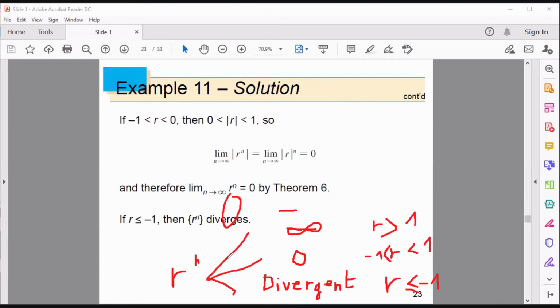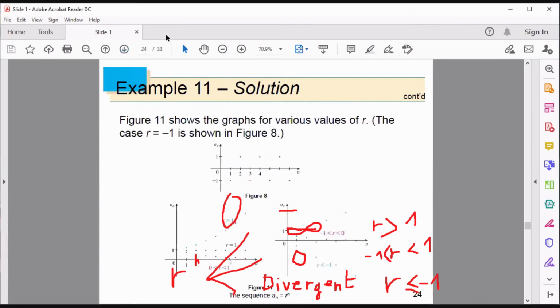Then this is the situation for any real number. If r is more than 1, it's infinity. If r is between -1 and 1, it's 0. If r is less than -1, it's divergent. Obviously, if r equals 1, it's a constant. It's the constant sequence 1. That's why this limit is equal to 1.